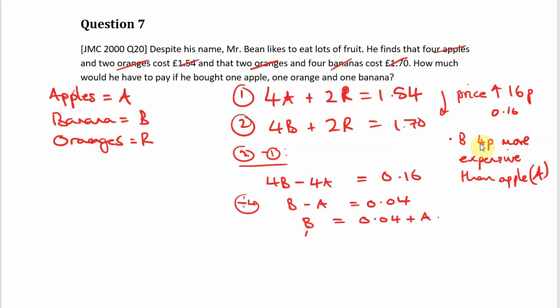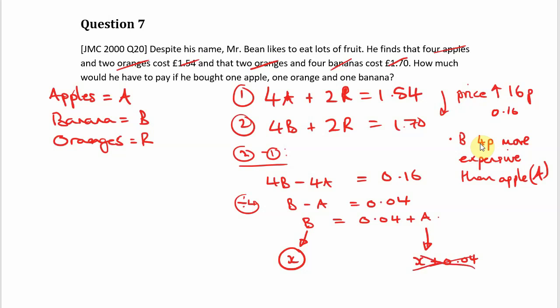The tactic I found most useful for these questions is that instead of having B's, A's and R's, I'm going to try and represent them all in the same letter. So I'm going to say that the price of a banana is X. The price of an apple, you might be tempted, and I made this mistake as well, to say this just because it's there.